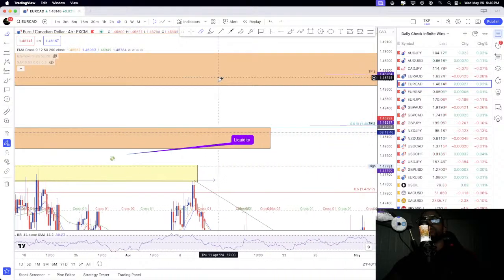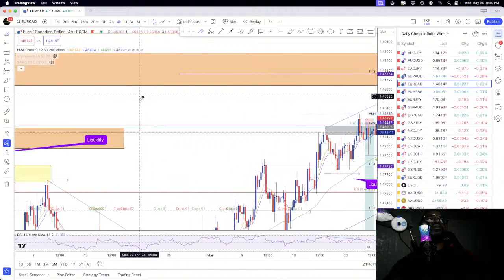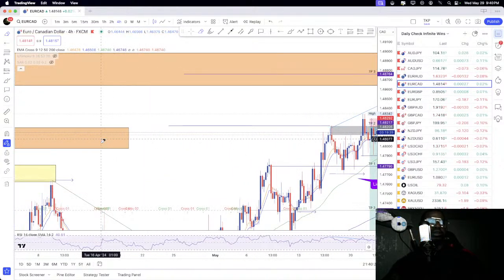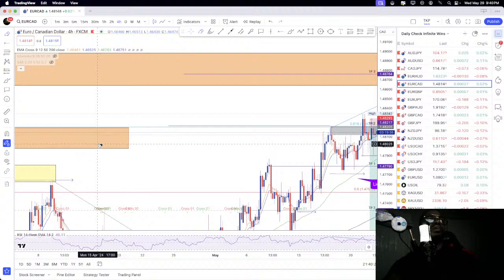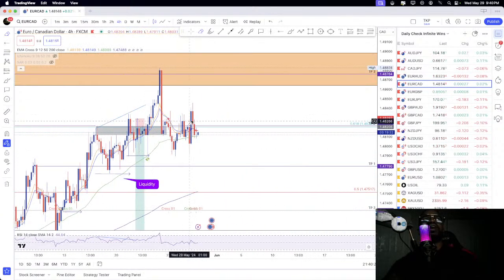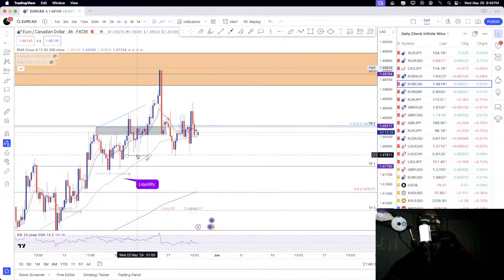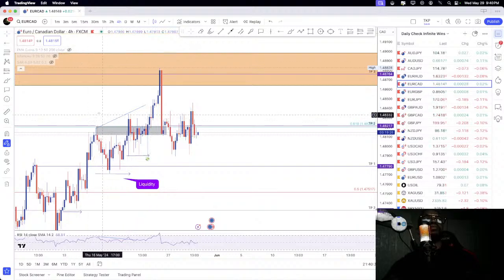Now from here, we really got to be mindful of what we're seeing. Just because price hit one of our zones and gave a good rejection, it doesn't mean that this thing is going to continue moving in our direction.